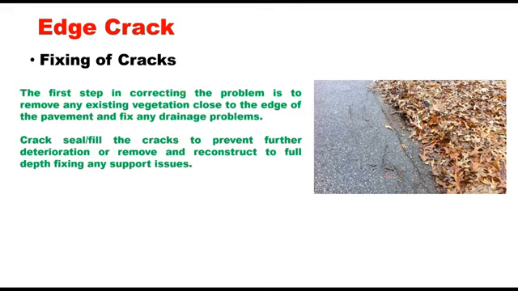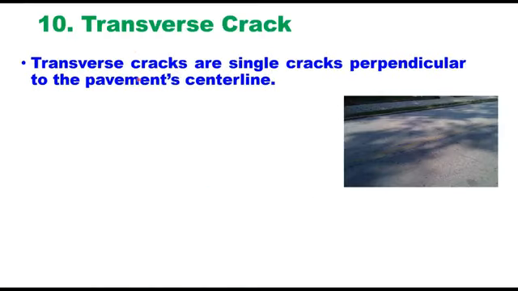But if these cracks are not the problem of the joints, then these should be fixed. And for fixing, the first step in correcting the problem is to remove any existing vegetation across the edge of the pavement and fix any drainage problem. Then crack seal or fill the cracks to prevent further deterioration, or remove and reconstruct to full depth, fixing any support issue.